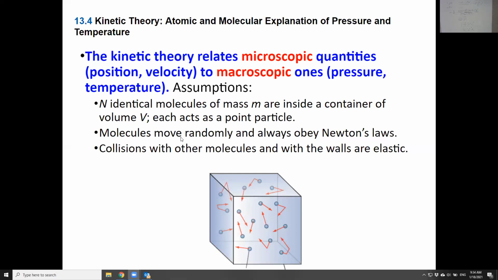The second assumption is that molecules move randomly and always obey Newton's law, so we can use Newton's law to describe their motion. The third assumption is that collisions with each other and with the wall are elastic. When the collisions are elastic, you do not lose any kinetic energy, either for collisions between any two molecules or between one molecule and the wall.